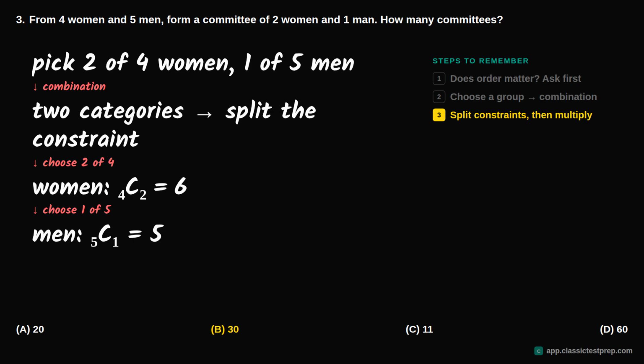So that's 6. And now we have to choose 1 of the 5 men. There are 5 men and only 1 spot, so it's actually just 5 over 1. And so now we have to multiply 6 times 5 to get 30, which is answer choice B. The trap here would be to add these options instead of multiplying.